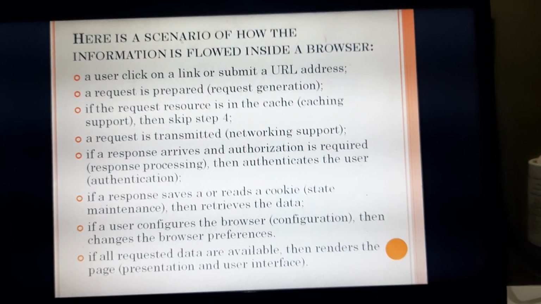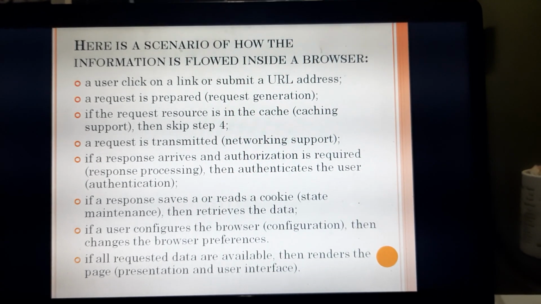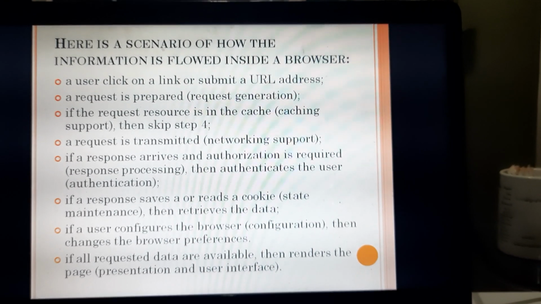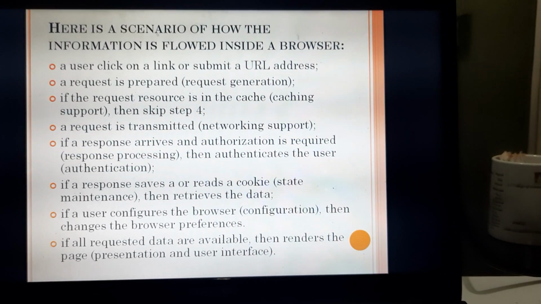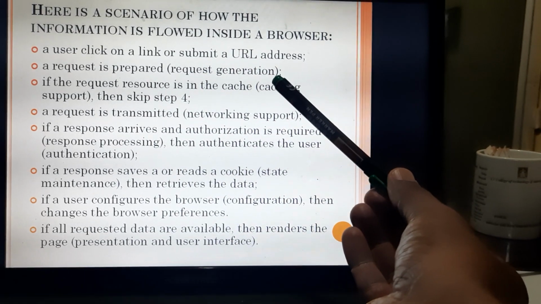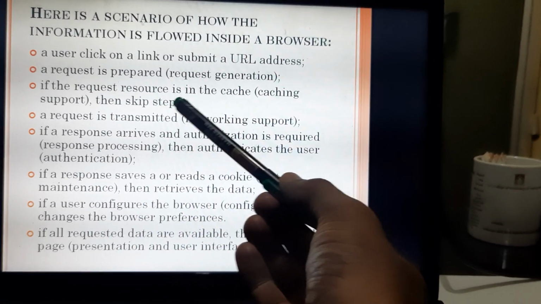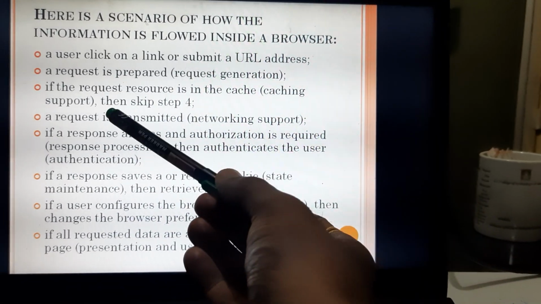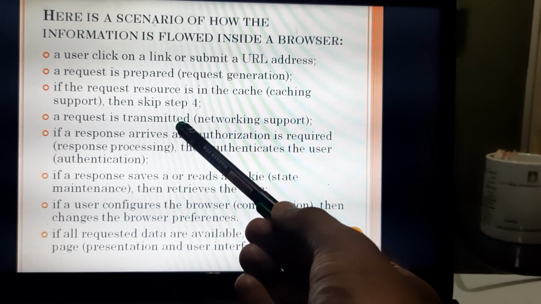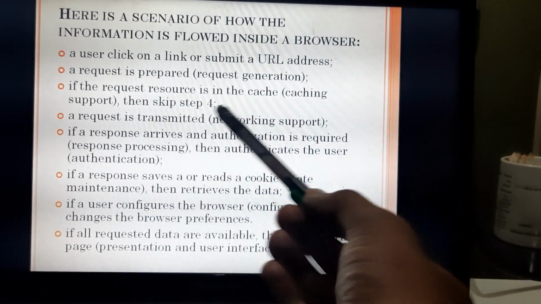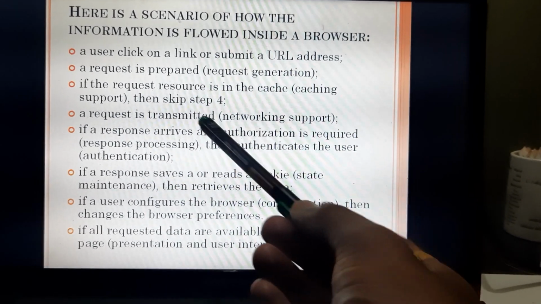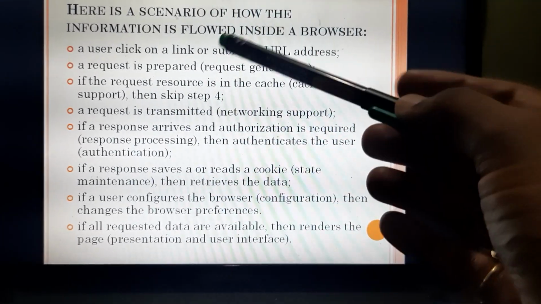So here is a scenario of how information flows inside a browser. A user clicks a link or submits a URL address. A request is prepared, meaning a request is generated. If the requested resource is in the cache, then skip step number 4, that is, the request being transmitted. If it is available in the cache, the request need not be transmitted, so we can skip this step, since it is already in the cache.